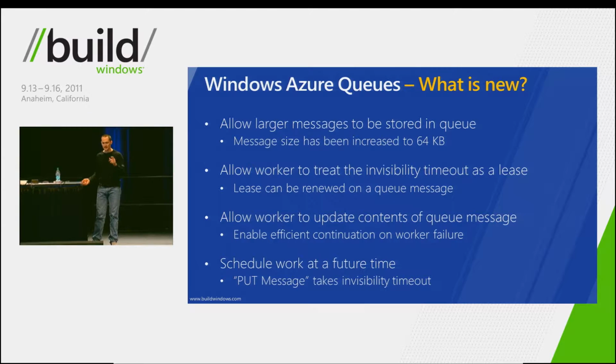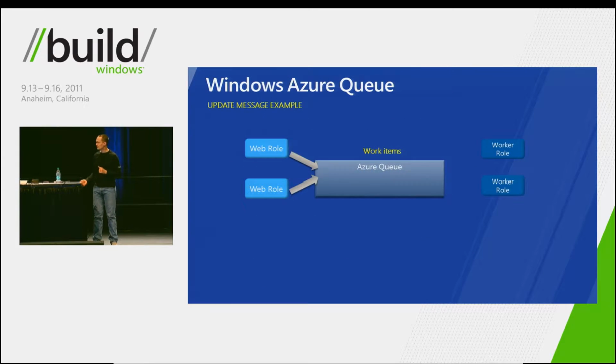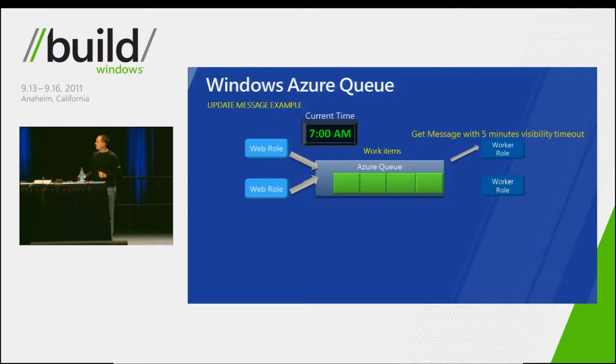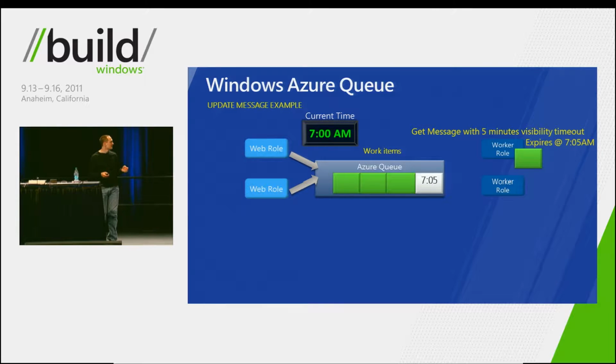So just go through an example of the middle 2 features with the queue here. You have web roles that are producing these messages into the queue. Then this worker role, let's say it gets the first message, and it sets the invisibility timeout to 5 minutes. And you can see the current time is 7 o'clock, and now the invisibility timeout for that message is 7:05. It's still in the queue, but nobody can see it.